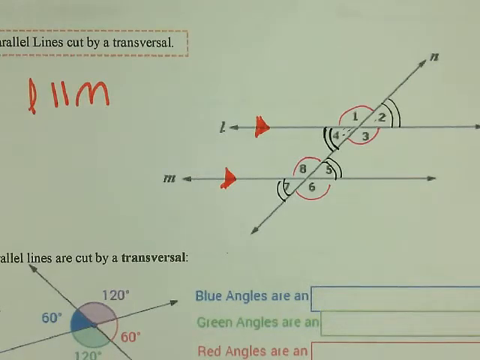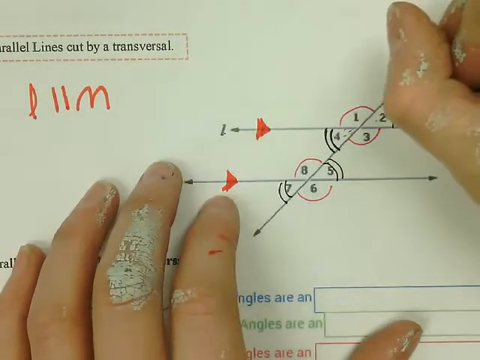Okay. All right. So let's just make up an angle. Let's say this is 60 degrees.